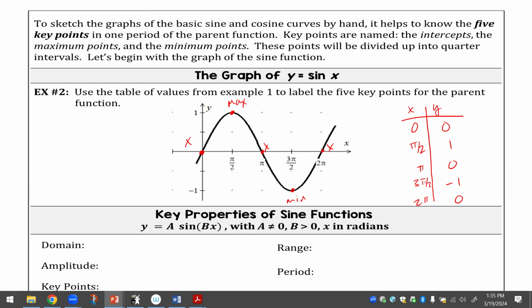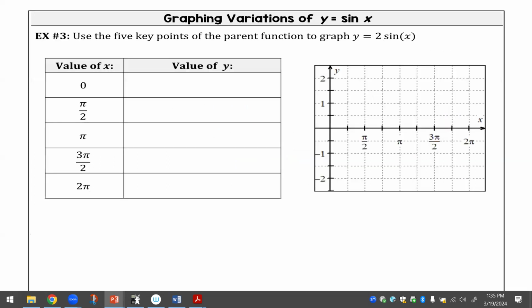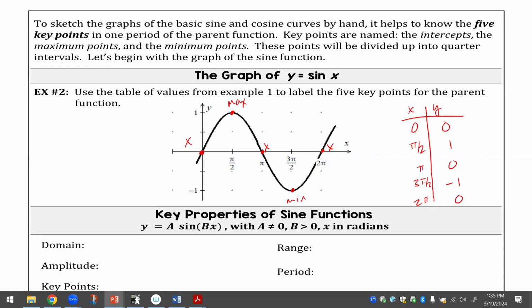Now, you guys kept asking about transformations. What transforms the sine function? It's always going to be the shape. It can go up and down.